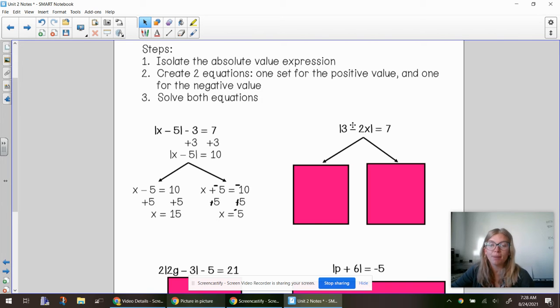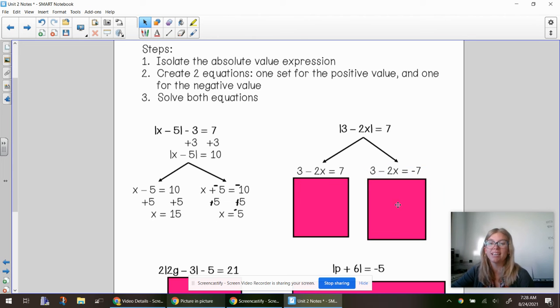Next, we have the absolute value of 3 minus 2x equals 7. Well, absolute value is already isolated, so we're going to go ahead and make two equations. Let's hope these are right. 3 minus 2x equals 7, and 3 minus 2x equals negative 7. That looks a lot better.